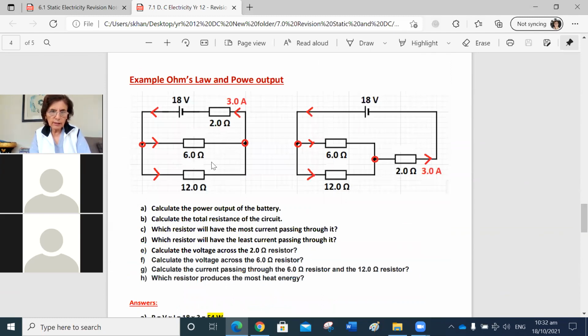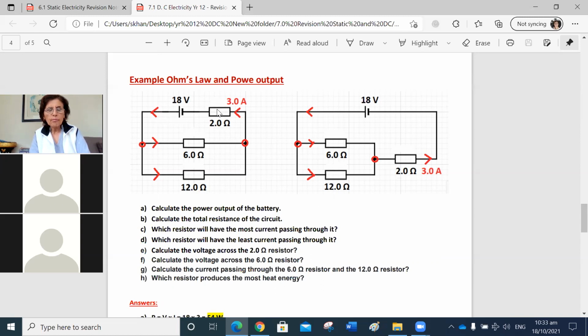So let's look at the diagram. There is an 18-volt battery. Current comes out of the battery, it divides between these two resistors, and then it joins back here and goes back into the battery through this resistor. So that means the current coming from here will be 3 amps.